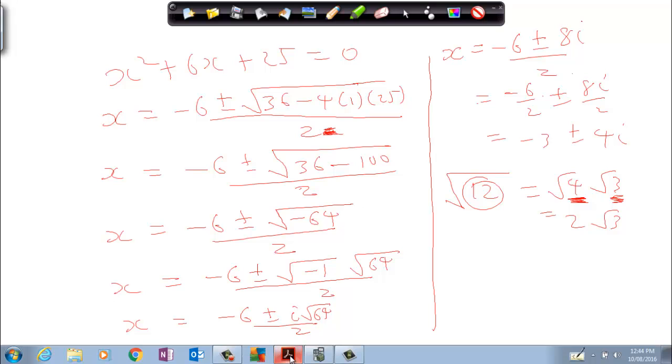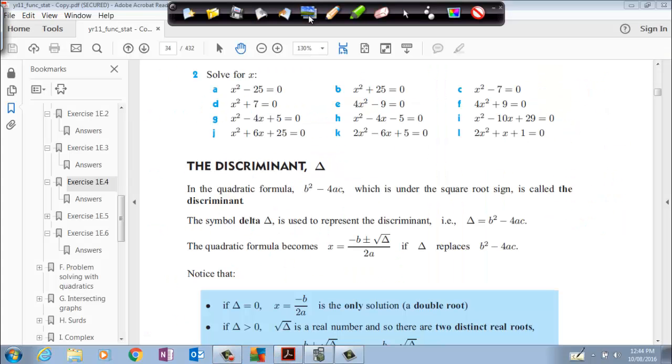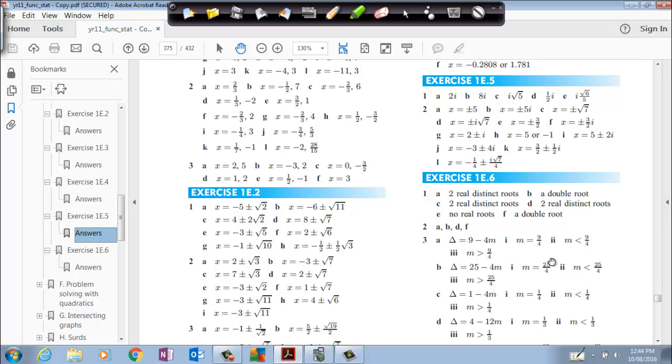Okay, so you try having a go at question 2. Try and get the answers in terms of i. And here are the answers. 1e5. I did the one down in j, minus 3 plus or minus 4i, and the other ones are there.